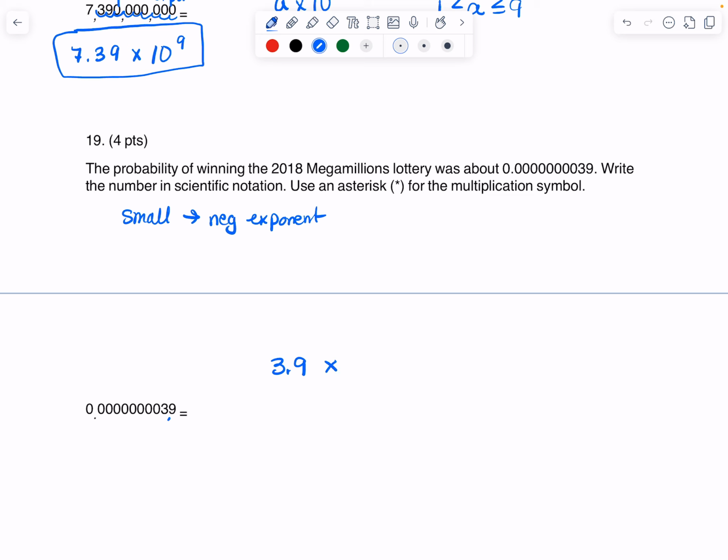Now I have to figure out how many places I move. 1, 2, 3, 4, 5, 6, 7, 8, 9. And I'm just going to double check. 1, 2, 3, 4, 5, 6, 7, 8, 9. So 9 places. So this will become 3.9 times 10 to the negative 9th. Again, the negative exponent corresponds with the original number being small.